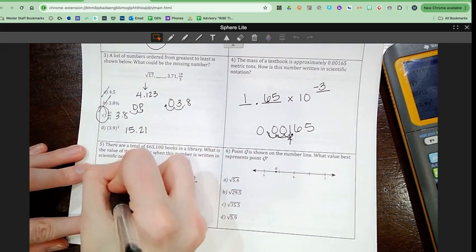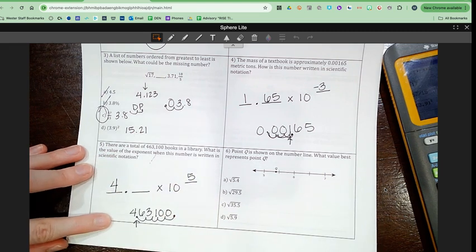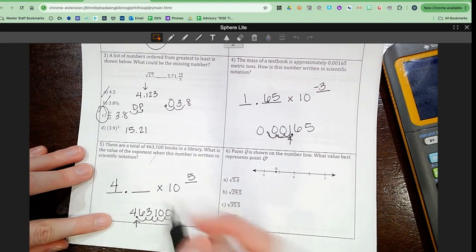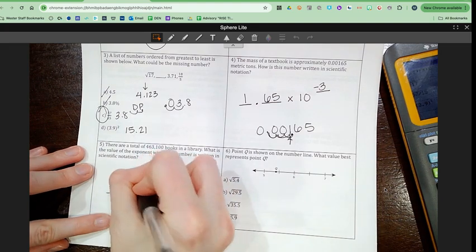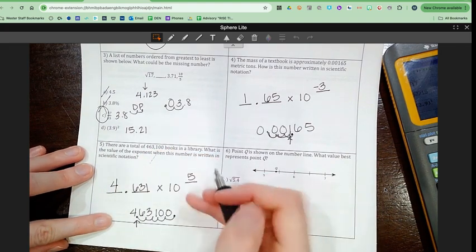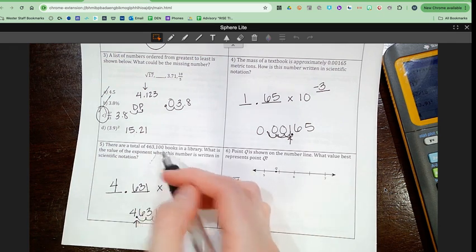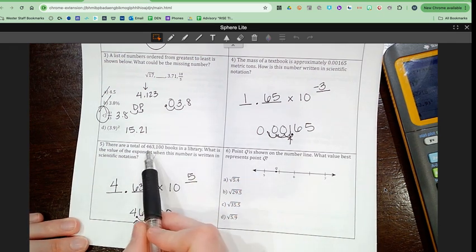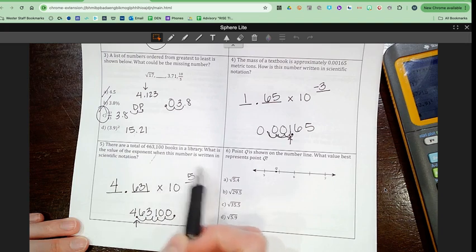The 4 ends up in front of the decimal. We're only going to keep our significant digits. Remember, significant digits are numbers that are not 0, or 0 if it's between two numbers that are not 0. So in this case, I'm just going to keep the 6, 3, and the 1. And then I need to ask myself, was this a really large number or small number to begin with? Well, 463,100 is a large number, so that exponent is positive.